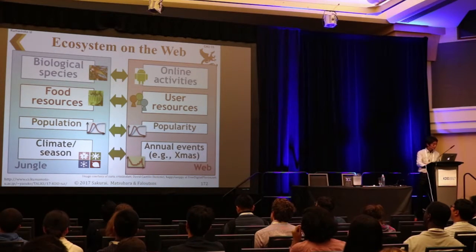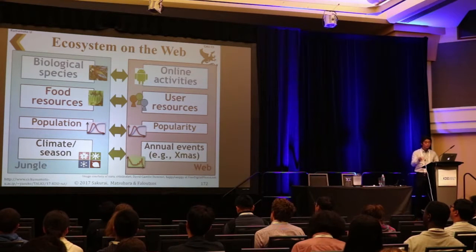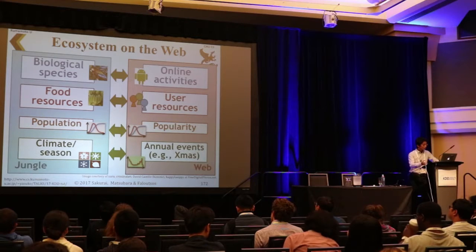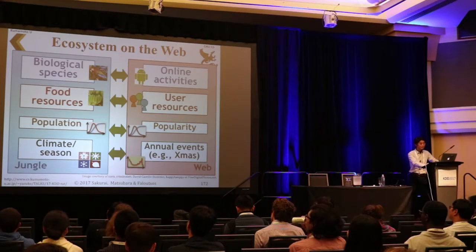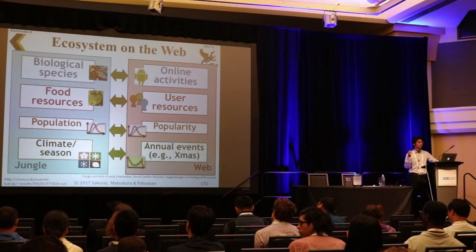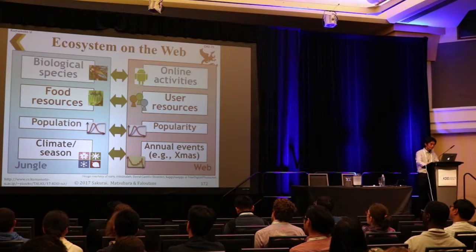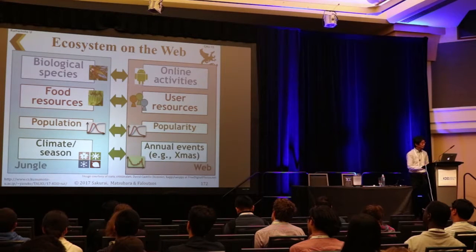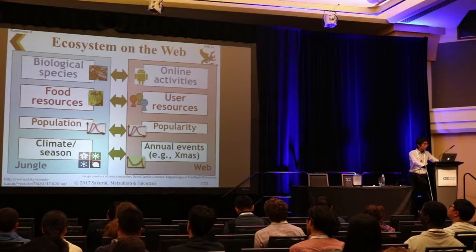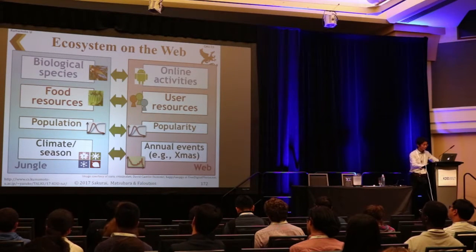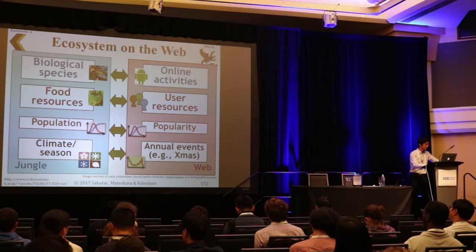Biological species consume food resources to increase the population. The same happens on the web. Online activities or keywords consume the user resources. User resources are, for example, user interest, user's time, or user's money. So keywords consume the user resources to increase their popularity. And also climate or season affects the activity of biological species. The same happens on the web. So annual events like Christmas or Black Friday affect the online activities. Okay.